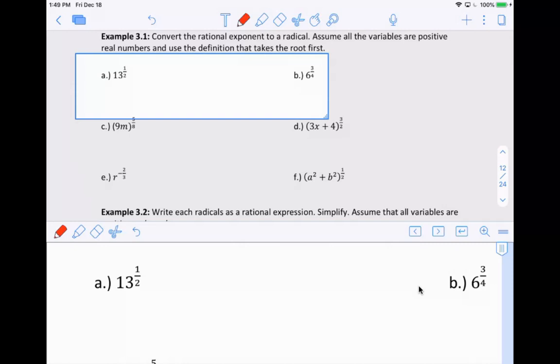So first off, basic of the basic, 13 to the 1/2 power, what does that equal? Square root of 13. All right, so that's just the definition of a rational exponent, okay?